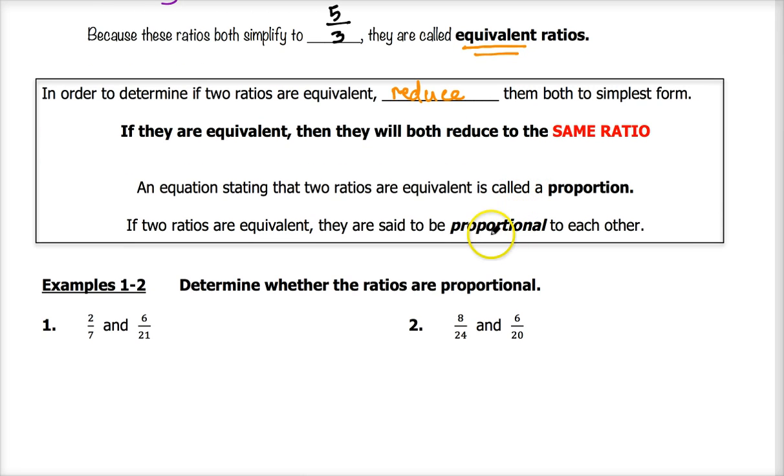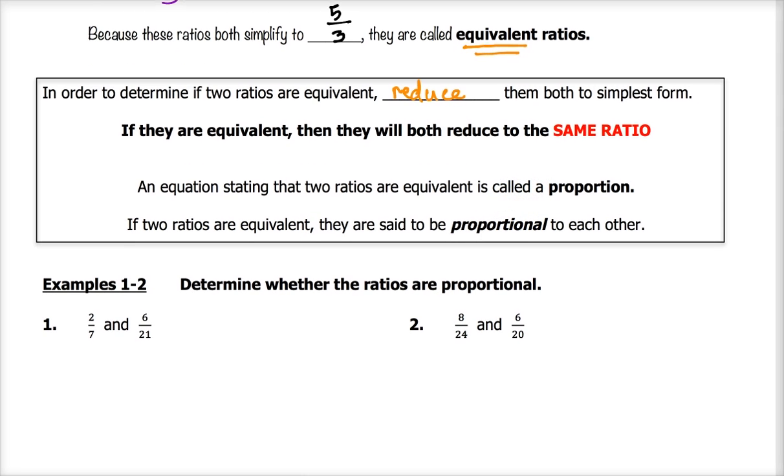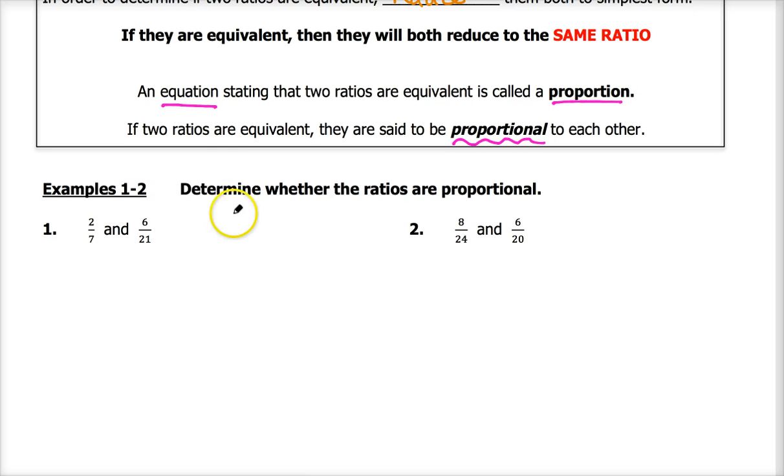We're also going to talk about a new vocabulary word in this video, and that vocabulary word is what's called a proportion. A proportion is an equation that states that two ratios are equivalent. Okay, an equation that states that two ratios are equivalent. And so if we have two ratios that are equivalent, we can say that they are proportional to each other. So that's what you're going to see in the directions down here. For examples 1 and 2, it's going to ask you to determine whether the ratios are proportional, and that just means, are these ratios equivalent ratios?